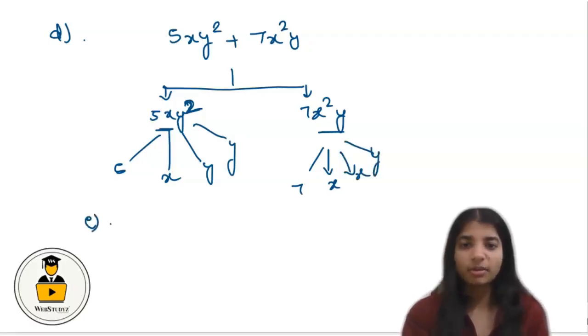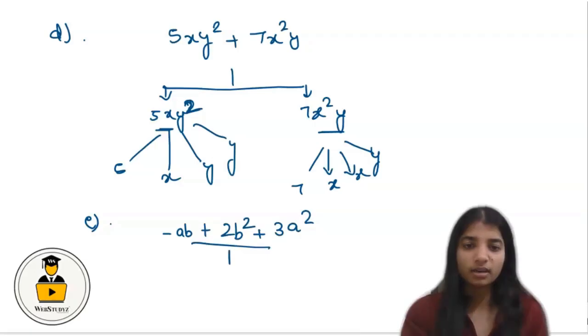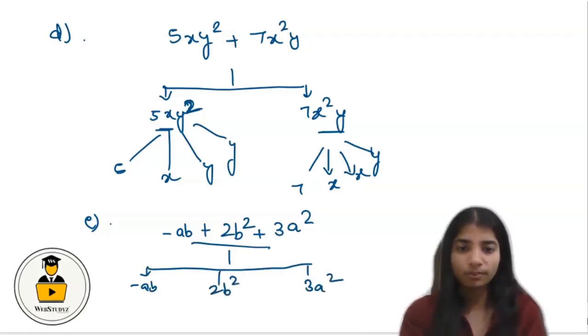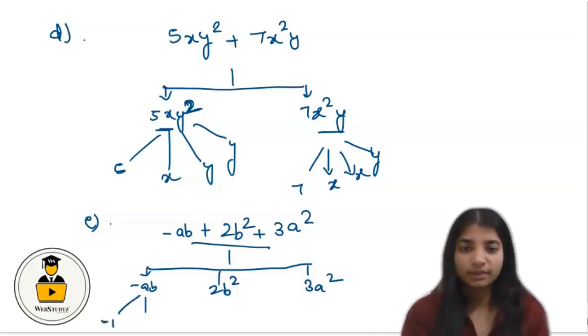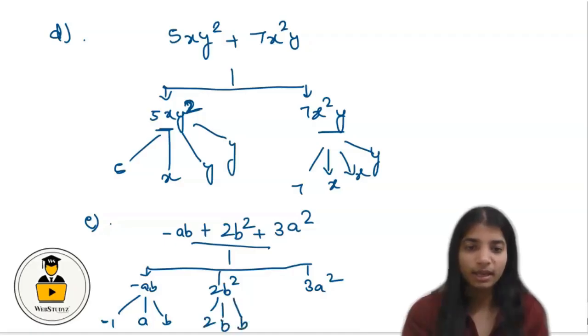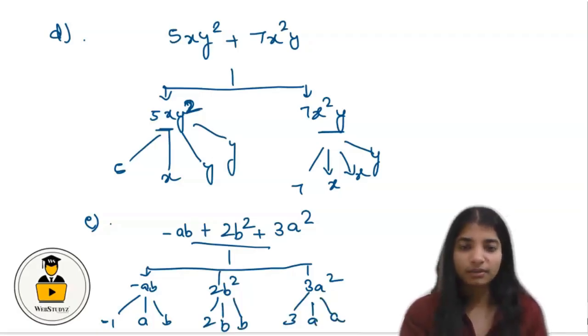Now we are considering part E. Part E is minus of ab plus 2 of b raised to the power 2 plus 3 of a raised to the power 2. We have to find out these factors and represent them using the tree diagram. One term is minus of ab, another is 2 of b raised to the power 2, and the other is 3 of a raised to the power 2. They further have factors: minus 1, a and b; 2, b and b; and 3, a and a. So this is the answer to part 1 of this question.